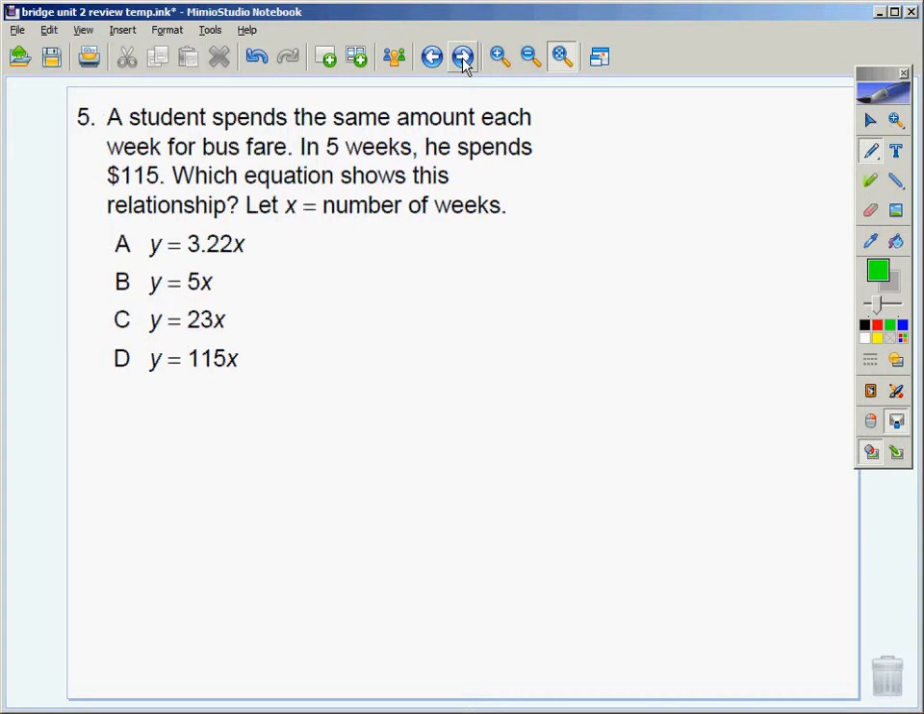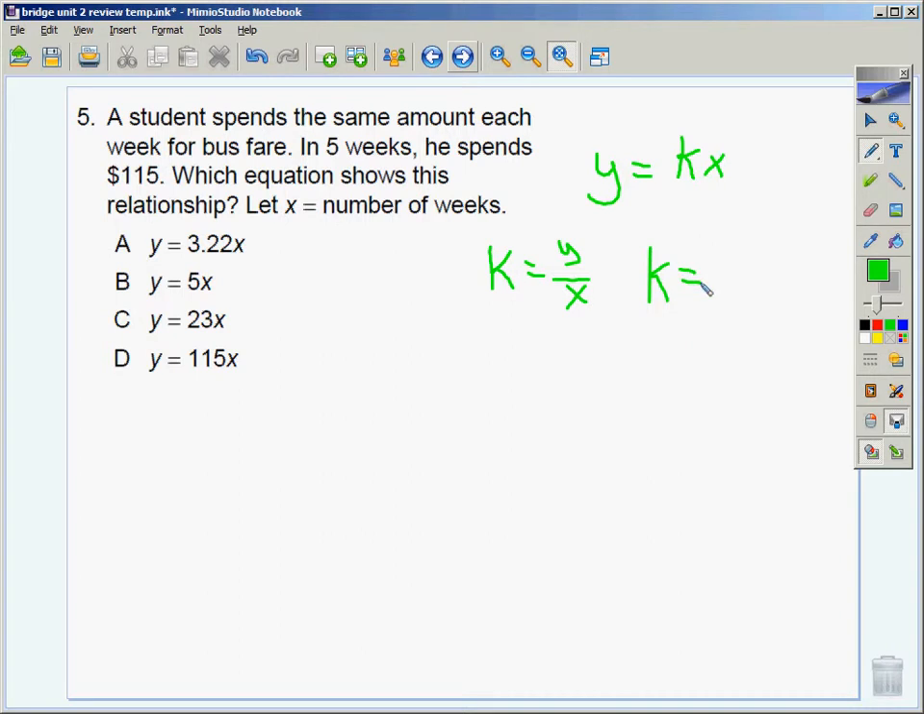Number 5. A student spends the same amount each week for bus fare. In 5 weeks, he spends $115. Which equation shows the relationship? Let x be the number of weeks. We said to write an equation, at this point we're using y equals kx, and k would be the constant. And we find k by doing y over x.